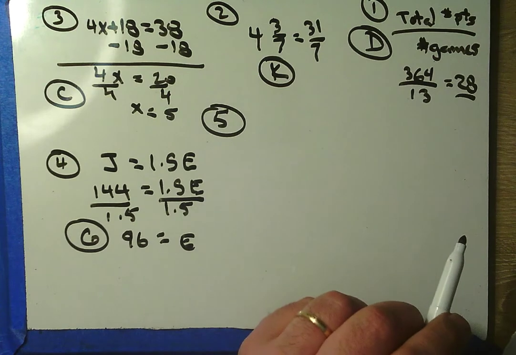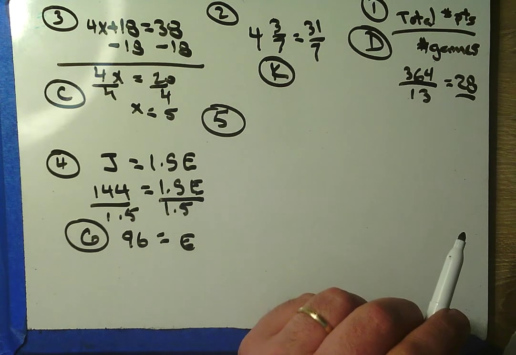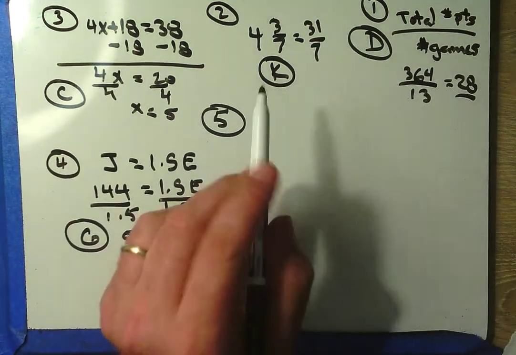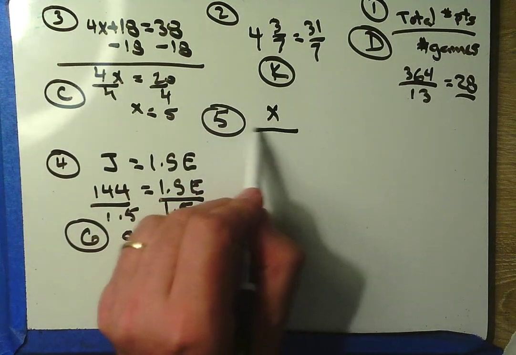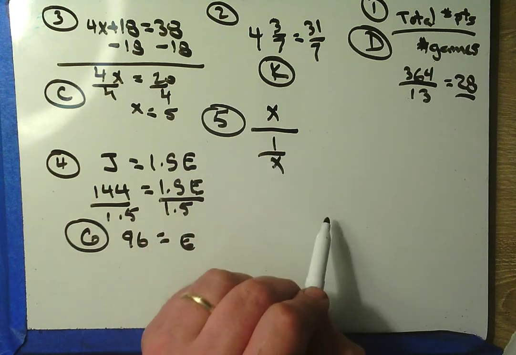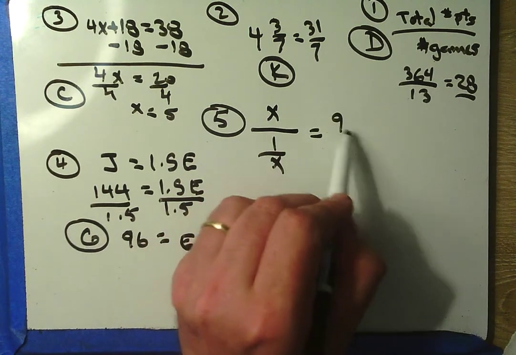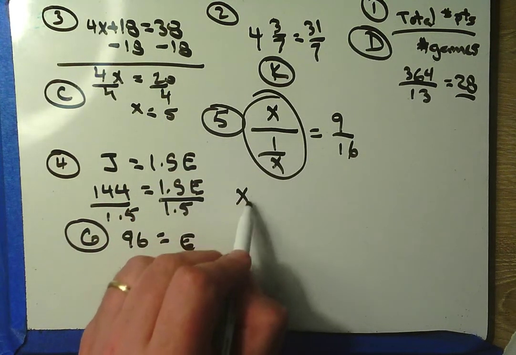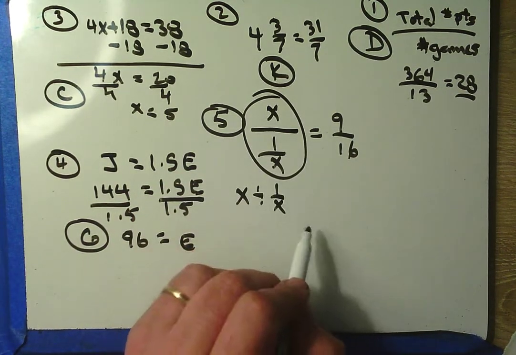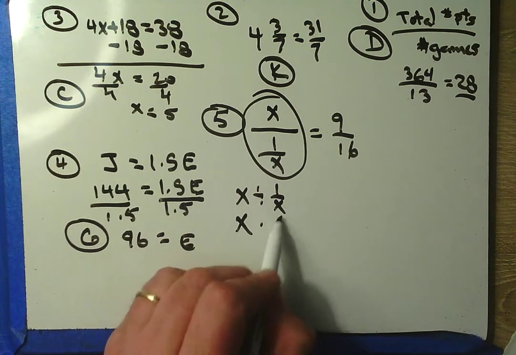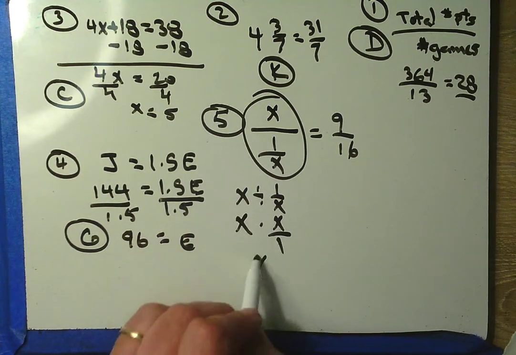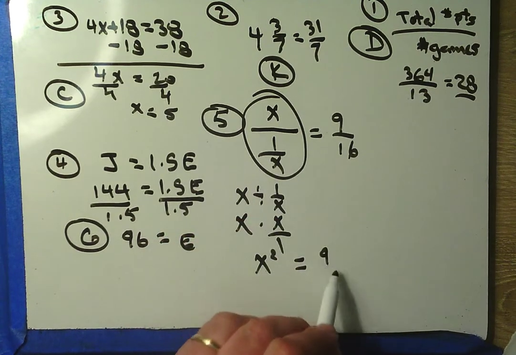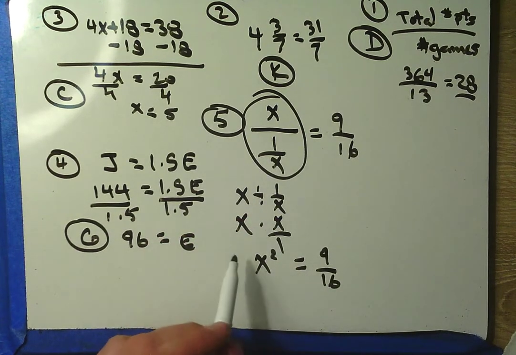5 says, what positive number, when divided by its reciprocal, gives a result of 9 over 16? Well, let's simplify this first. This is x divided by 1 over x, which is x times x over 1, which is x squared. On the left-hand side, we have x squared. On the right-hand side, we have 9 over 16.